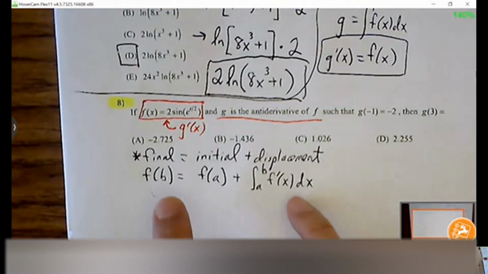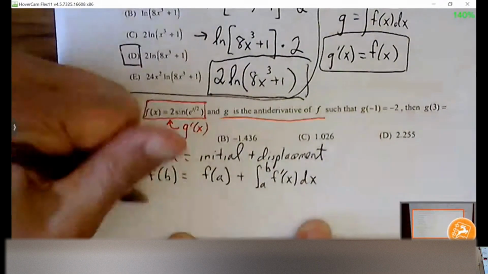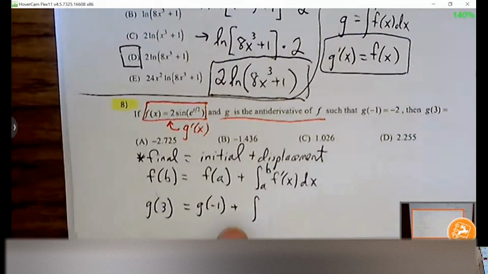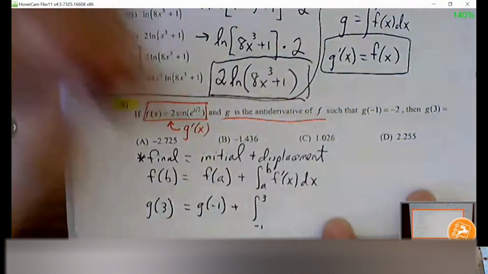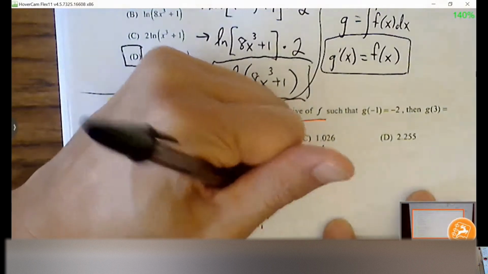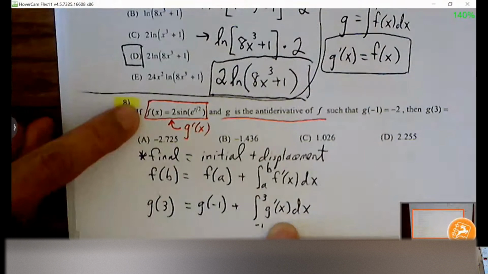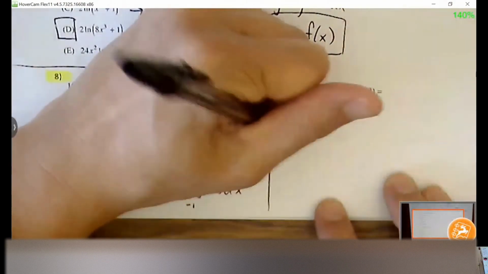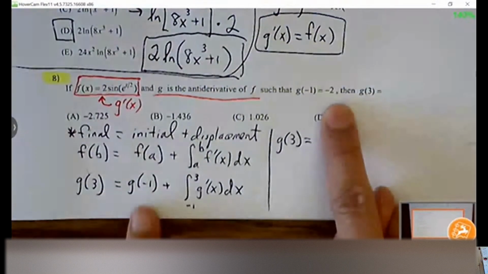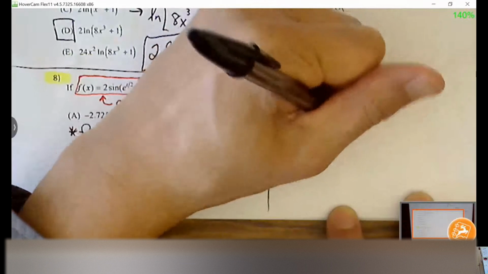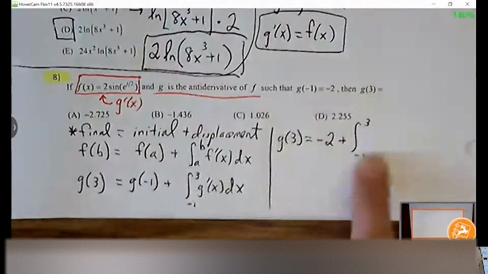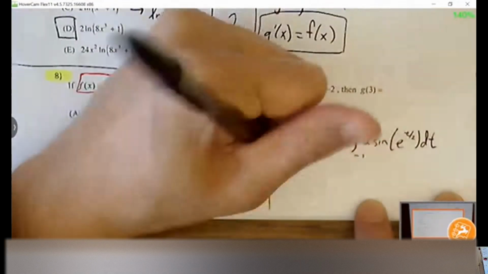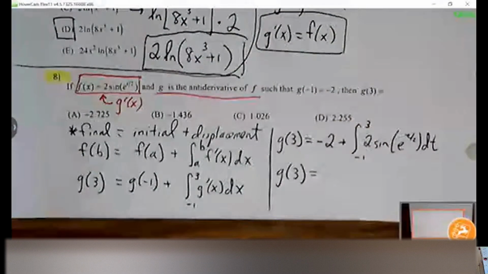So that's my formula, and I'm just going to adapt it for my problem here. I want to find g of 3 equals g of negative 1 plus the displacement, the progress between the two points. And we know the g prime is just this f of x that we have in front of us. Replace g of negative 1 with negative 2, and just enter this expression. The rest can just go into our calculator.